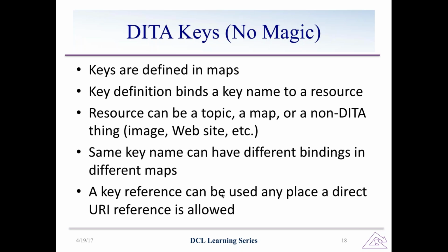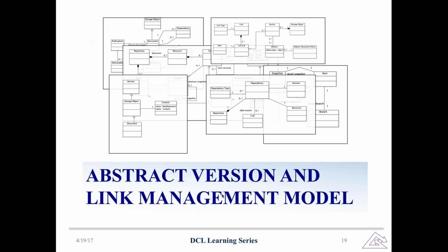Right? That is, if I point to resource A with a direct URI and I point to resource A through a key, when I publish, I should get the same exact result for the direct URI reference and the indirect URI reference. Okay, so that's where our background here is.